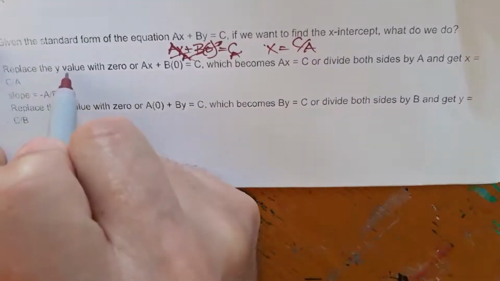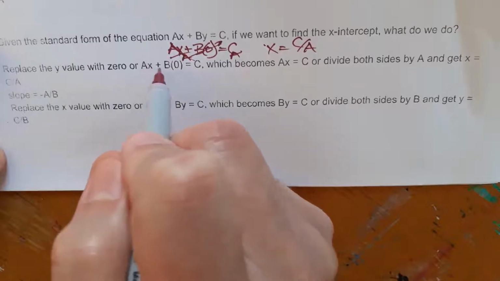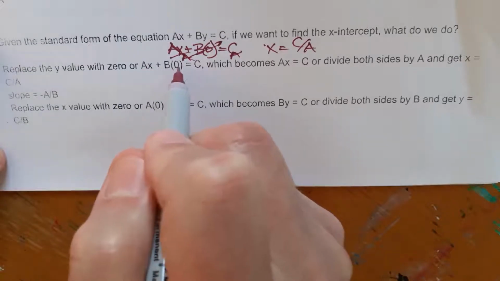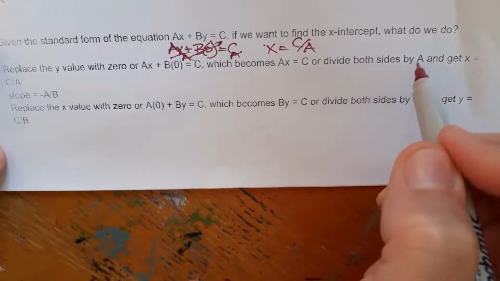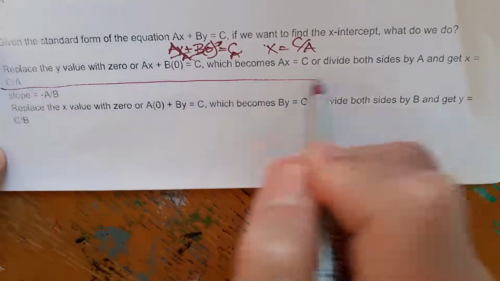So here it is explained: replace the y value with 0, so ax plus b times 0 equals c, which becomes ax equals c. Divide both sides by a and get x equals c over a.